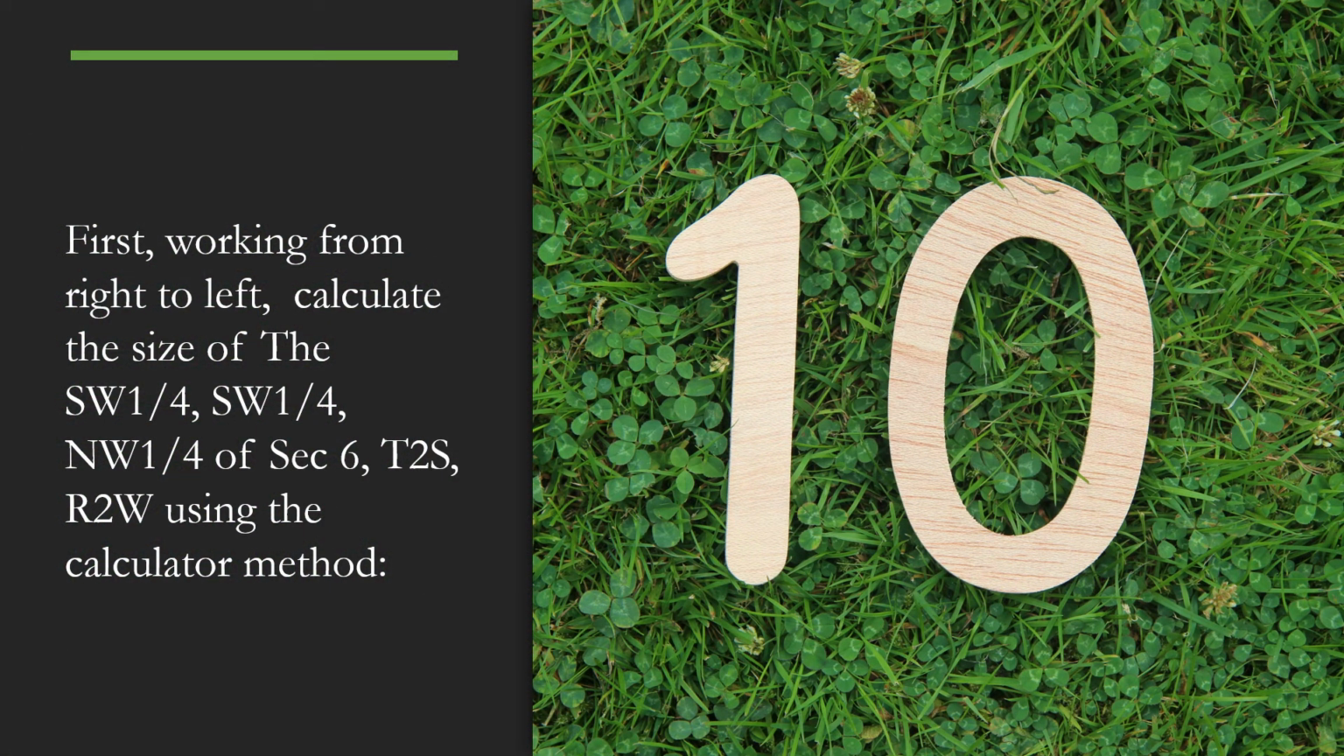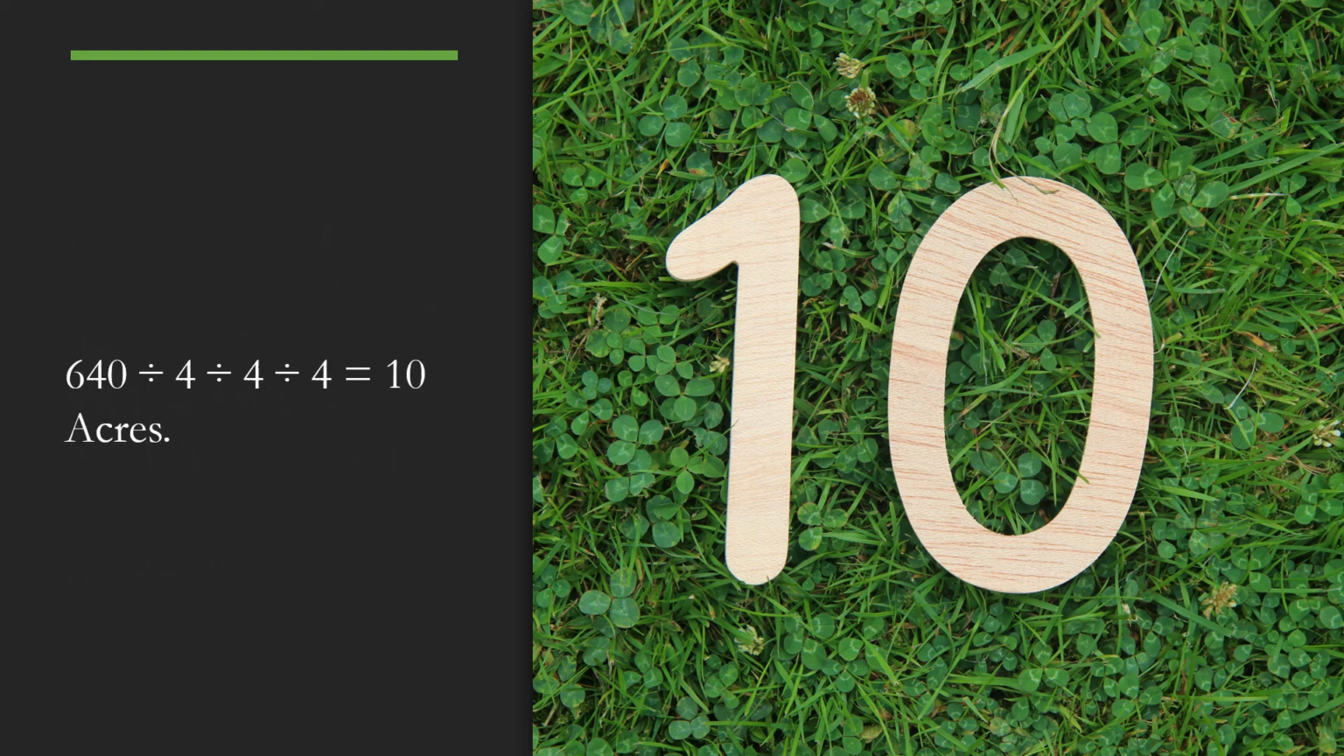So, working from right to left, calculate the size of the southwest one quarter of the southwest one quarter of the northwest one quarter of section 6 T2S R2W using the calculator method, putting 640 into your calculator, dividing by 4, dividing by 4, dividing by 4 to equal 10 acres.